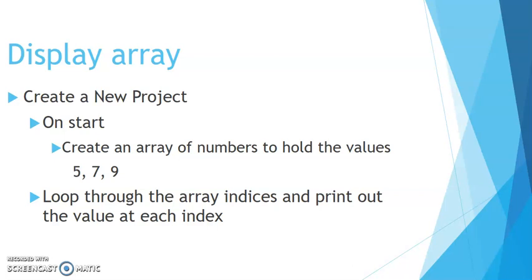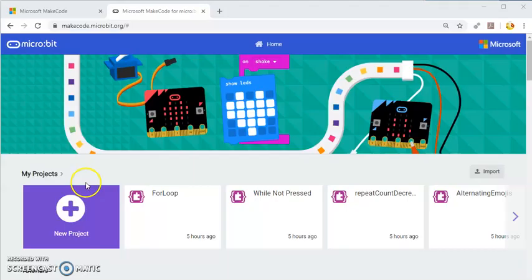So a loop is something that would naturally tend to go with an array. So if you want to print out all the values in an array, you would use a loop to do it. If you want to sum all the values within an array, or if you want to do something to every single value in an array, a loop is a typical structure that you would use to do that. So let's try this project.